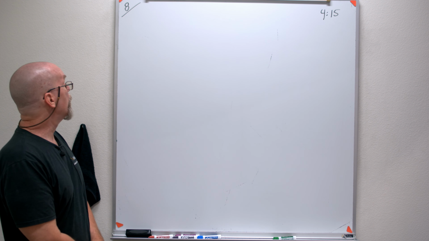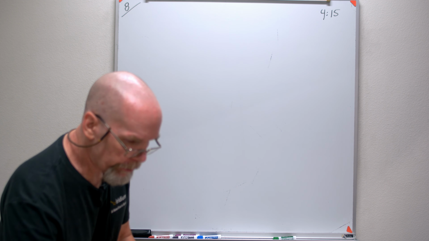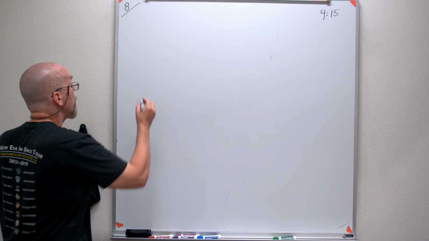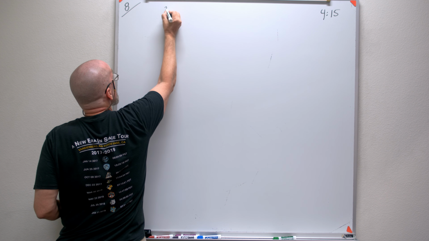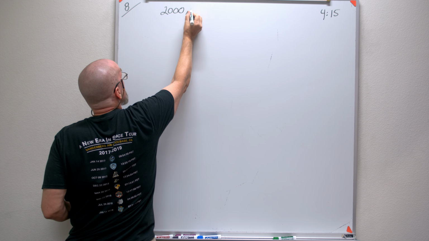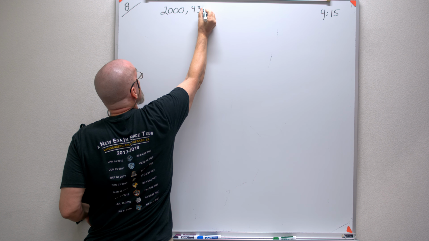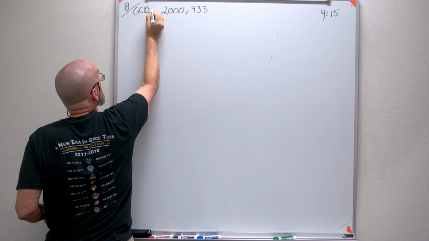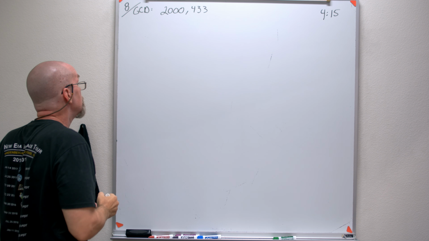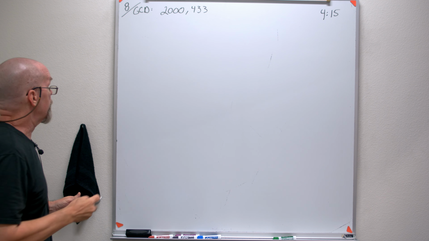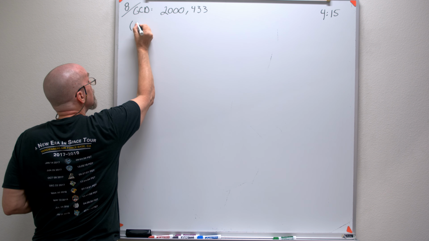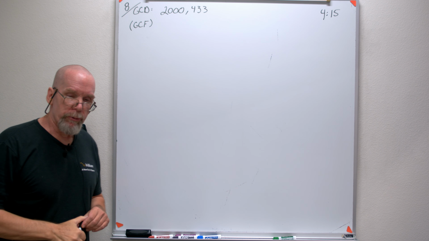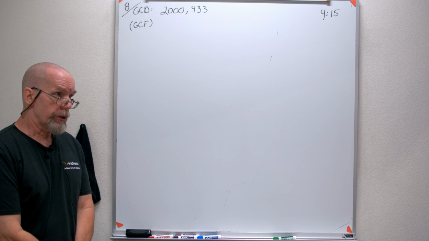Continuing on, we are at number 8, where they are asking you to use the Euclidean algorithm to find the greatest common divisor of 2,433. This is also called the greatest common factor. Apparently this is used a lot in programming. I'm not a real big programming guy, so it's one of those things that you should know how to do.